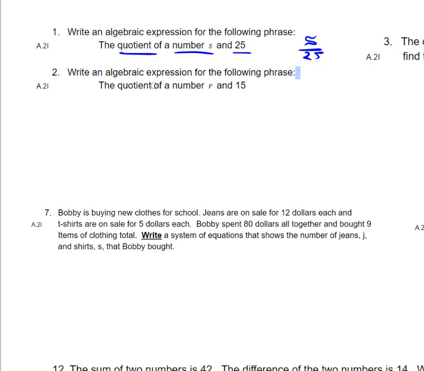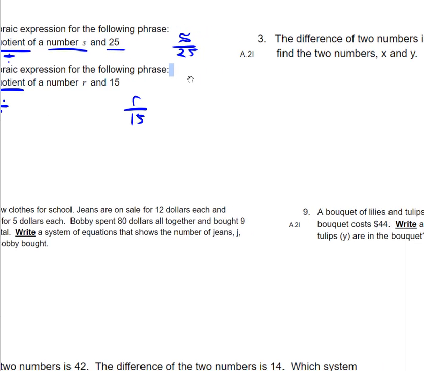This is the other one from the study sheet as well. Write an algebraic expression for the following phrase: the quotient of a number R and 15. So this would be R over 15. That's literally how simple it is. Once again, quotient means division. All right, let's go ahead and move on to number 3.